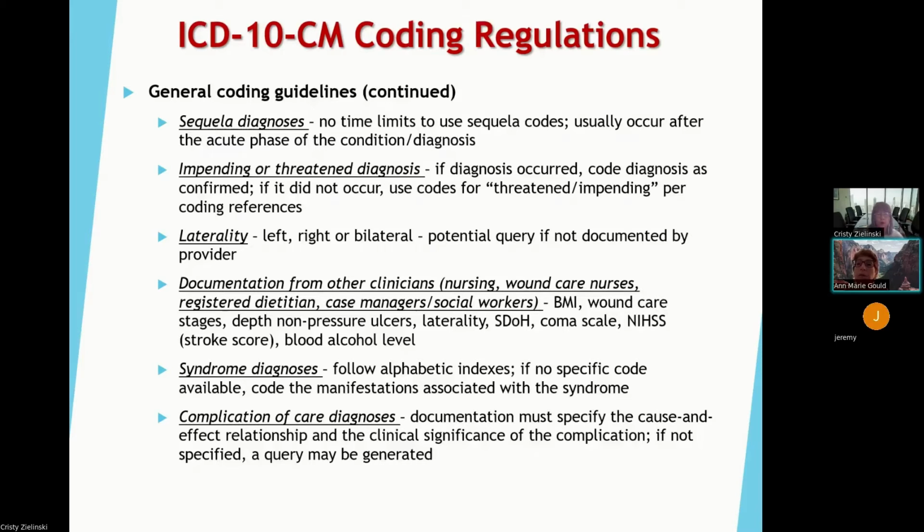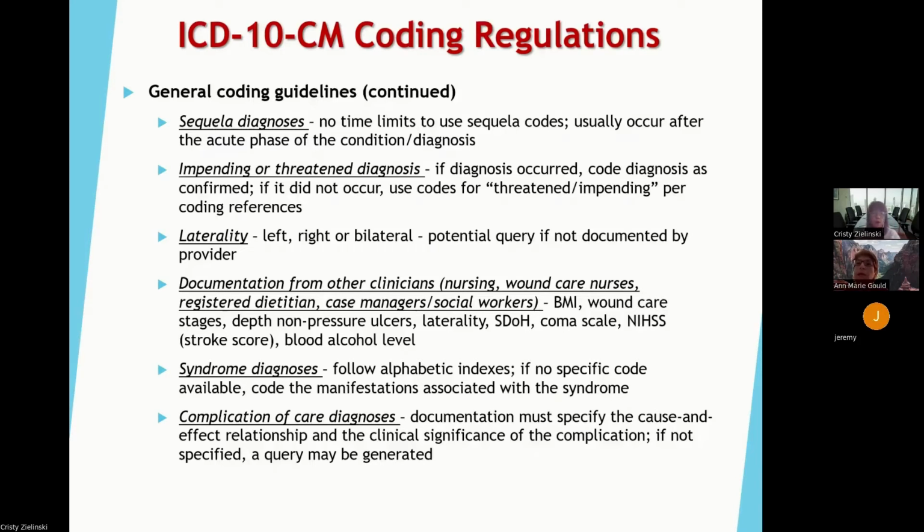The coma scale, of course, and your NIHSS, which is your stroke score, is very important to list in your coding. As a CDI specialist, if a patient comes in with an acute stroke, you definitely want to list that NIHSS score within your encoder. And then, of course, your blood alcohol level.